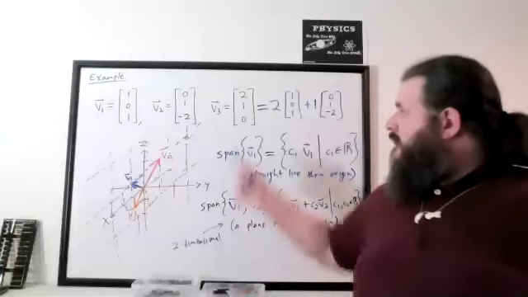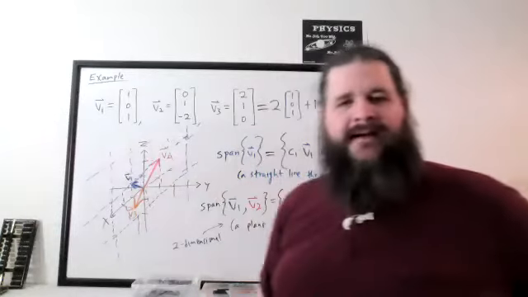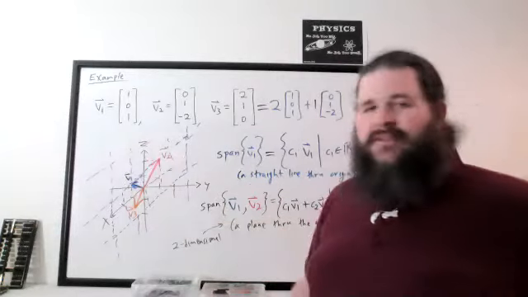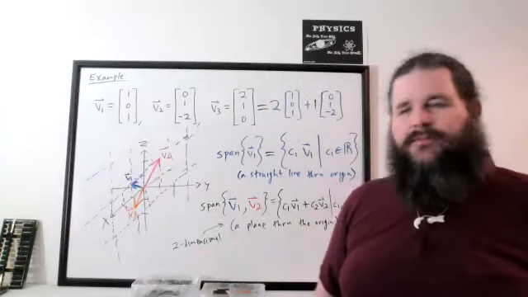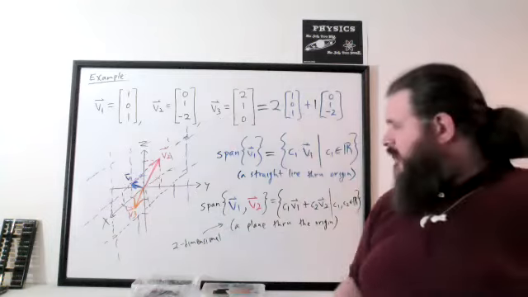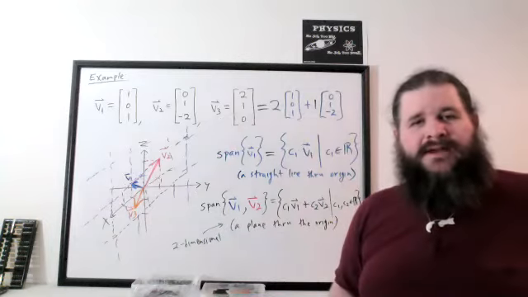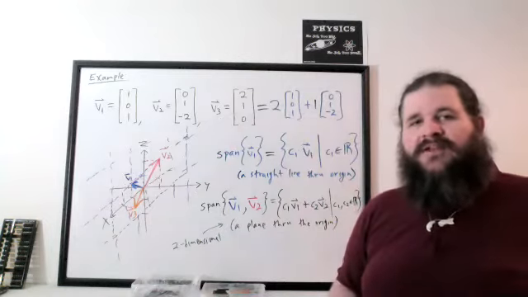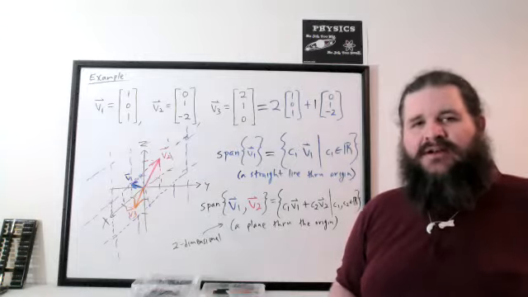That means that v3 is part of the plane we already have, because the plane is everything you can build using just v1 and v2. We've just built v3 using v1 and v2, so that means v3 is part of the plane we've already constructed. That means v3 doesn't add any new information.